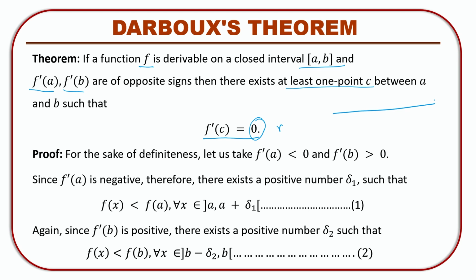So let me explain the statement for you. We have a closed interval [a, b], and we have a function f(x) which is derivable. That means f'(x) exists for the closed interval [a, b], right? And then we have f'(a) and f'(b) of opposite sign. Then there must exist some c such that f'(c) is equal to 0.